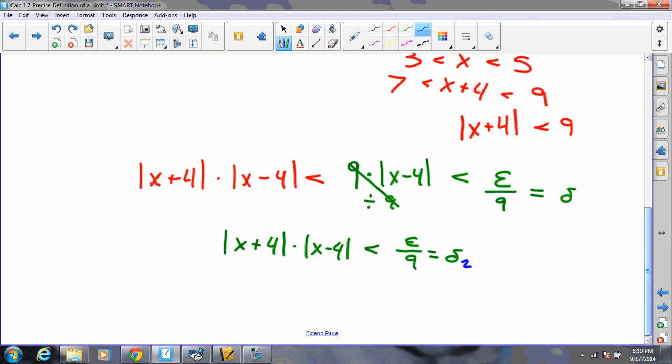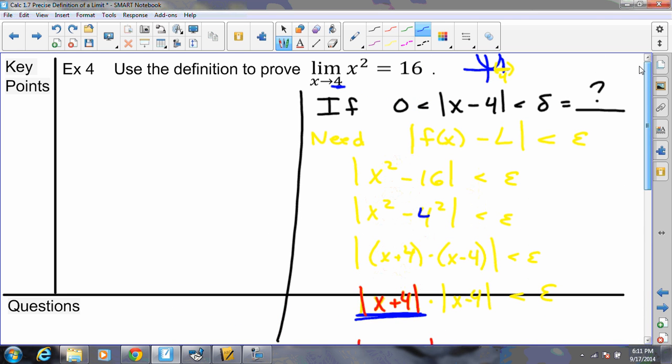The delta we use is going to be the smaller of 1 and epsilon over 9, which generally speaking, unless somebody's picking an epsilon value of 10, which is kind of silly, you just wouldn't do that. We're going to have it be epsilon over 9 pretty much whenever we're doing it. So we'll come back and say delta is equal to epsilon over 9.